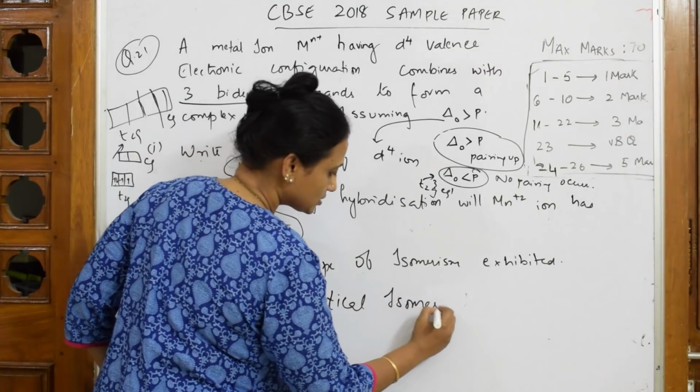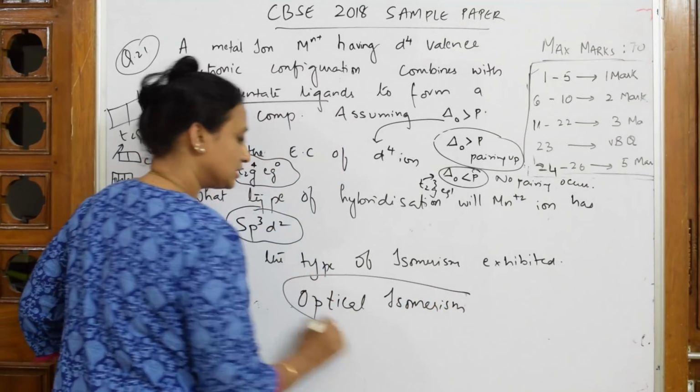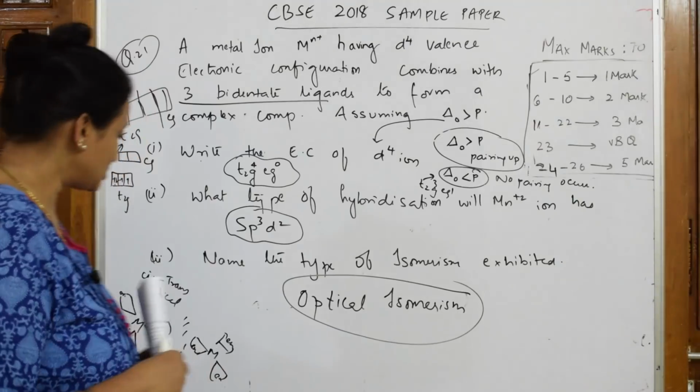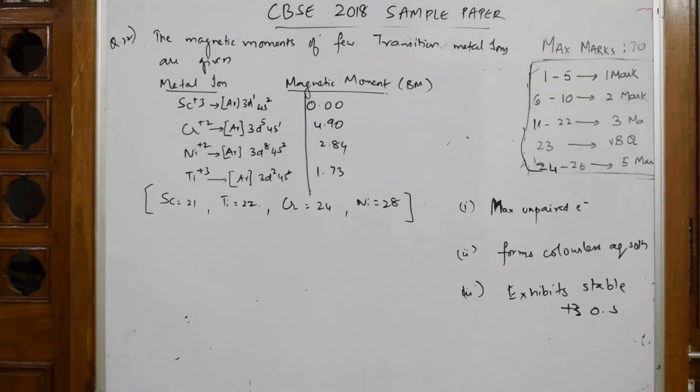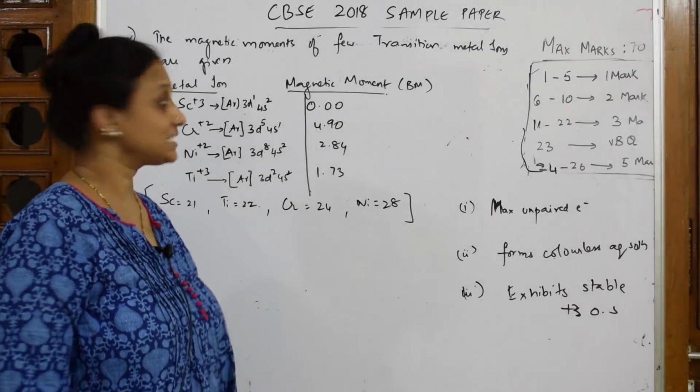Optical isomerism is a type of isomerism. I can't write cis and trans because the groups are similar. Right, now let's come back and see it.